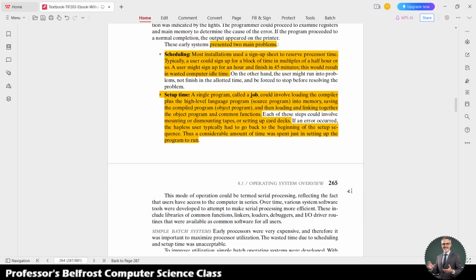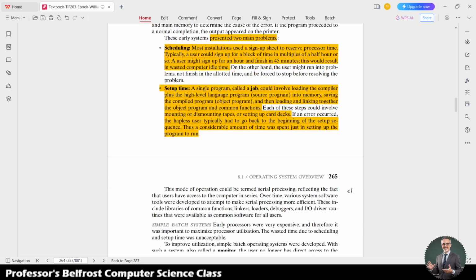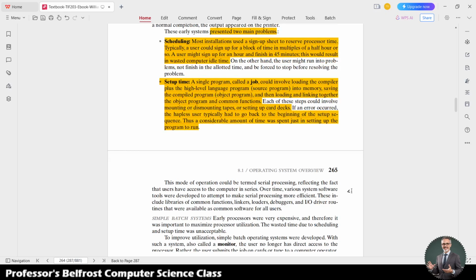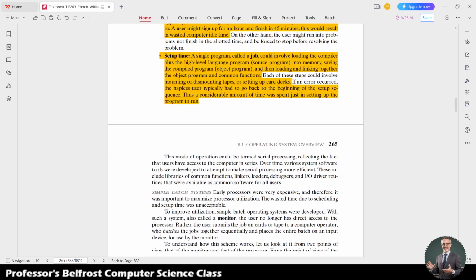But there are two main problems here. The first one is related to scheduling, and the second one is related to the setup time. So this mode of operation could be termed serial processing. It means that the user has to access the computer in series.